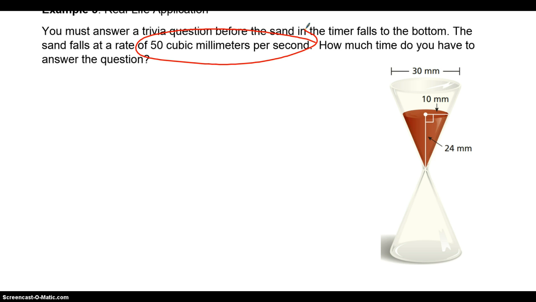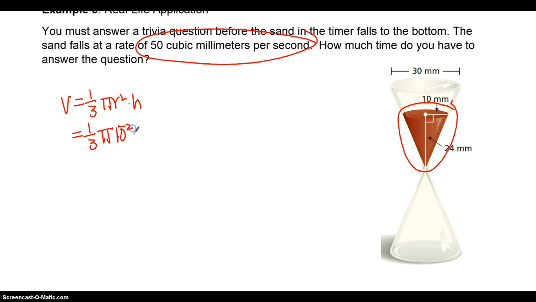The first thing I need to do is find the sand that's in the timer. So volume is equal to 1/3 pi r squared times the height, which is 1/3 times pi. My radius is 10 squared times my height of 24, and that is 2,512, and that is millimeters cubed. That's the volume of the sand.